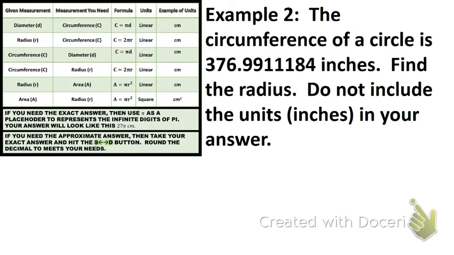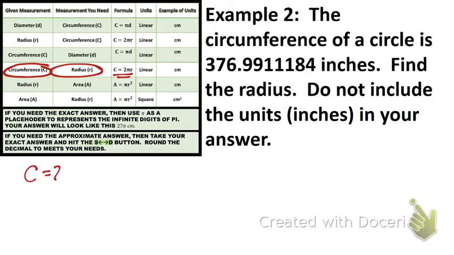In this example, it says the circumference of a circle is 376.9911184 inches, and they want us to find the radius. So our given information is the circumference, and we need to find the radius, so we're going to use the same formula, C equals 2 pi r, like we did last time, and our units again will be linear.